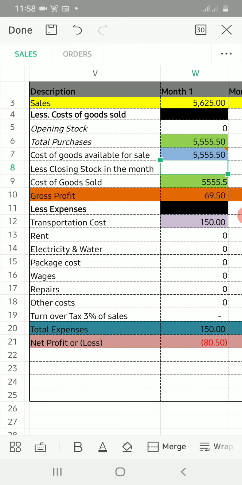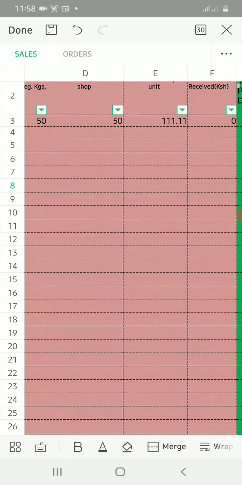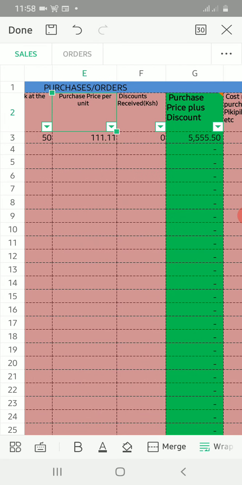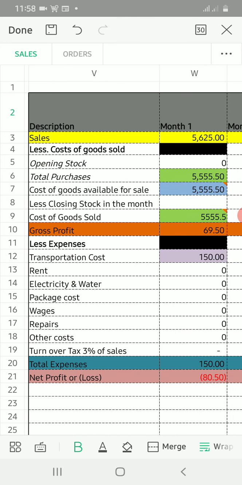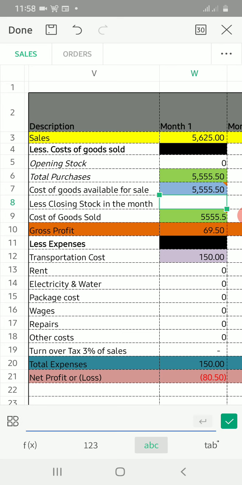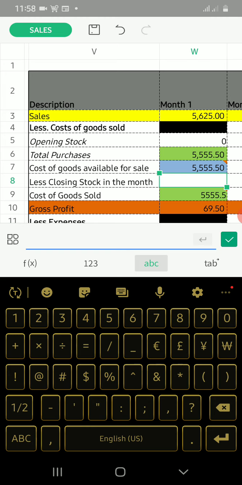Remember, the purchase price was 111.11 shillings. That was the purchase price per unit, and we have 5 units remaining. So what will be now the cost of the closing stock? That way now you come and include a formula. In Excel, you have to start a formula with an equals. Okay, so 5 units, then you multiply, a star, by 111.11. We said do not ignore the cents, they're very important.